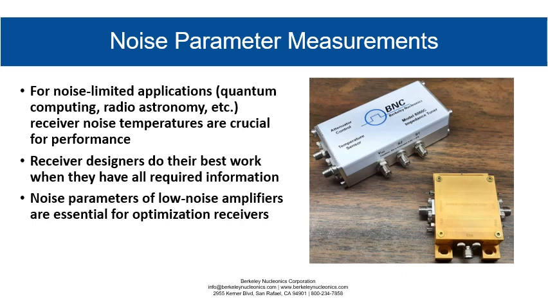In summary, there are many applications in which the sensitivity of a receiver determines performance and competitiveness of the system. It is not possible to optimize the sensitivity of a receiver without knowing the amplifier's noise parameters. Designers do their best work when they have access to the full slate of circuit performance metrics. In the case of receivers, the noise parameters are what a designer would need to make sure the receiver's design achieves the best sensitivity possible.